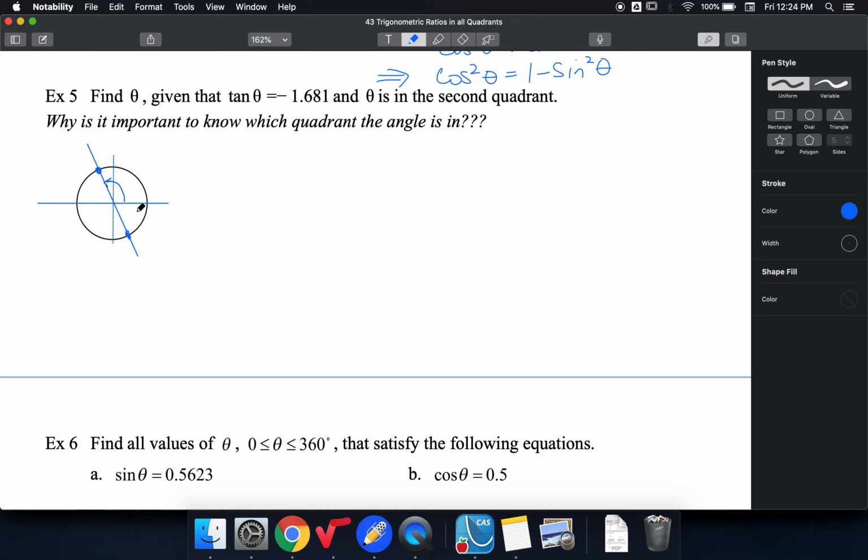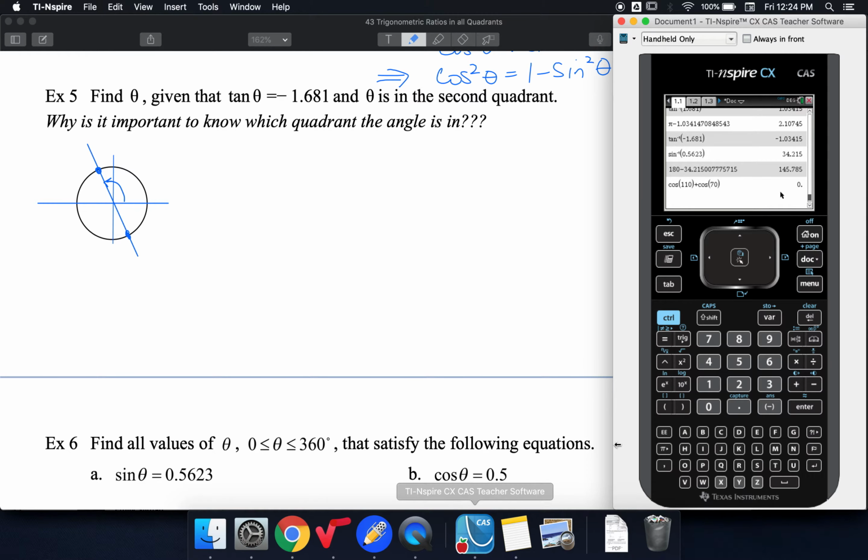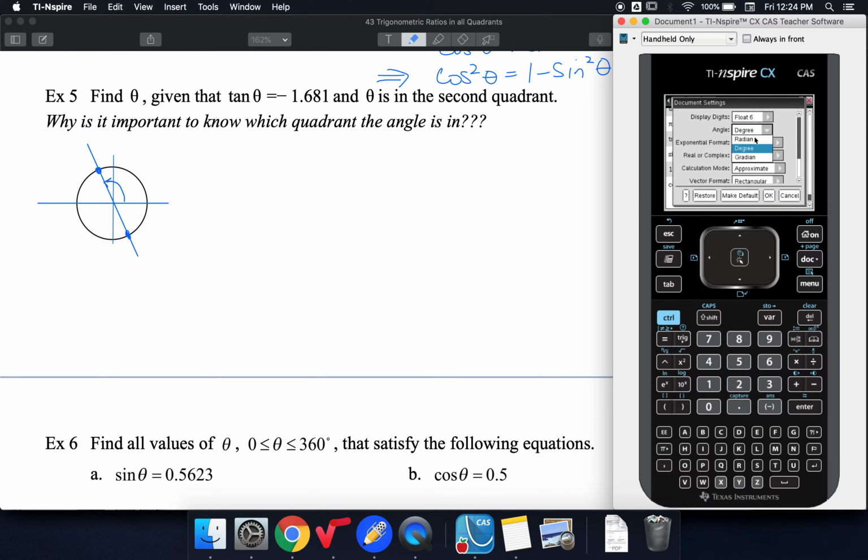thinking about. And we want to find theta, so I'm going to come over to my calculator. I'm going to put myself back into radian mode. Document settings, and then radians, because it doesn't say degrees anywhere, so we're always going to default to radians. Okay. And then we're going to do tan inverse.